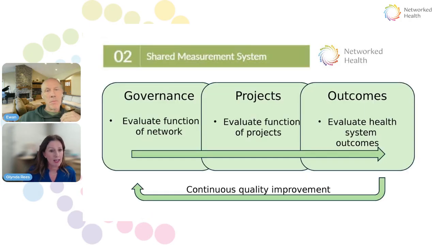We also have a shared measurement system. So we're looking at governance. We have a clear governance structure and framework, and we evaluate how we function as a group, how we function across the network. We have several projects. We have 8 ongoing projects right now under our working groups that all align with the principles, and we measure and look at the outcomes of those principles and of those projects and their impact on the health system that we're interacting with. And we're doing this continuous quality improvement loop as we move through this work.